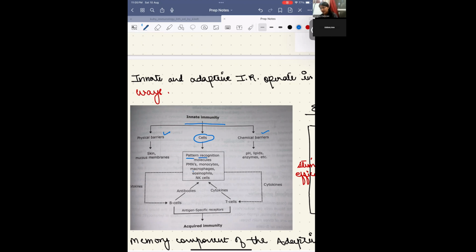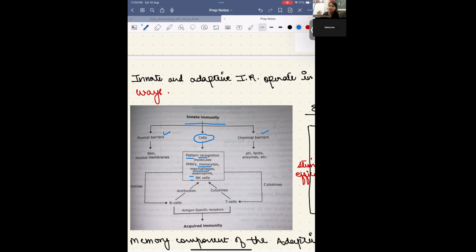We also have cells which are, say, phagocytic in function, or cells which might have some lytic molecules, the eosinophils or the basophils, or we also have some killer cells, some cells like the cytotoxic T lymphocytes in the adaptive immune arm.